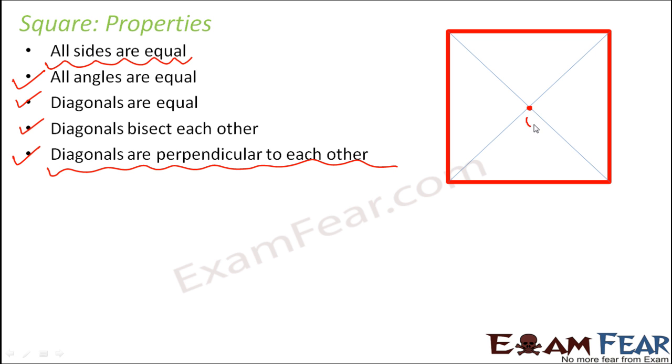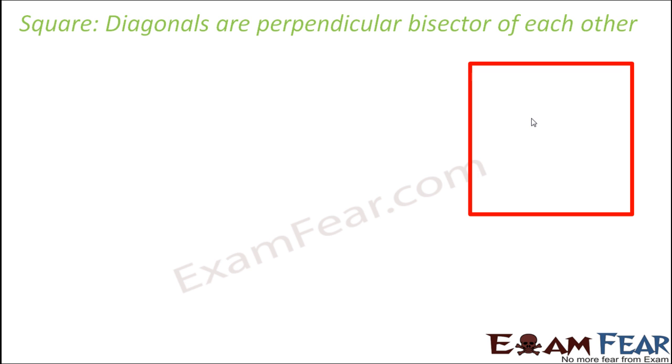That means, let's say this is the diagonal, so the diagonal bisects it definitely. So this part is equal to this part. At the same time, this angle is 90 degrees. So these angles are 90 degrees. So that's again a special property of a square. So let us try to prove this special property, that let's see how diagonals are perpendicular bisectors of each other.